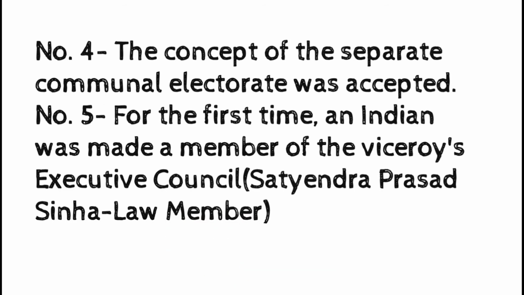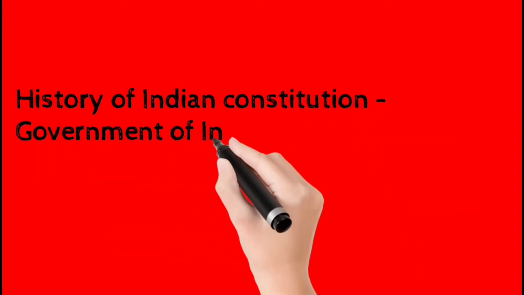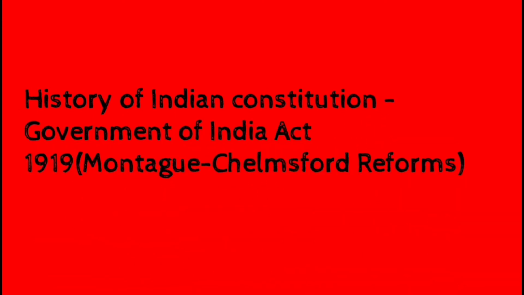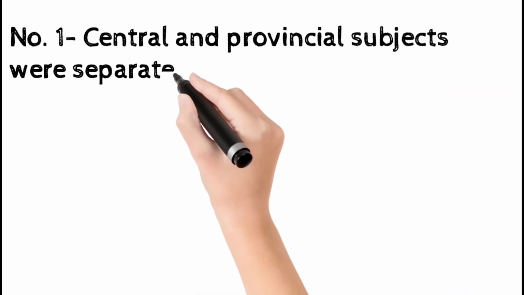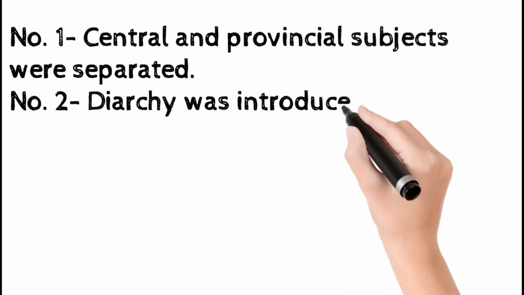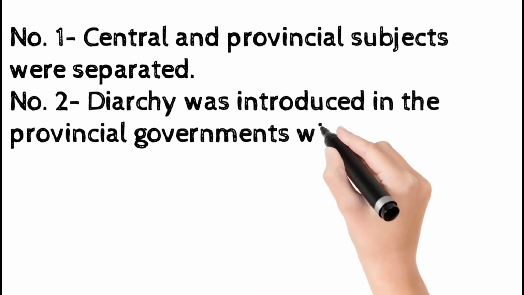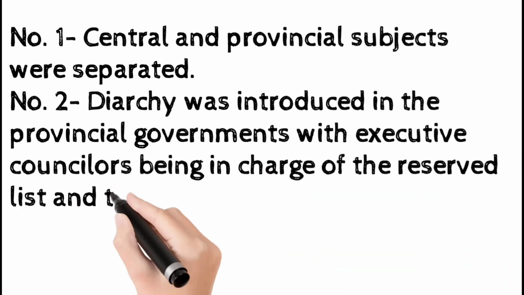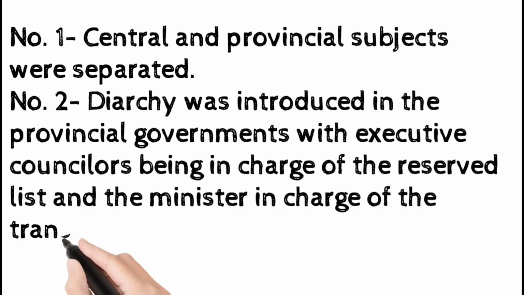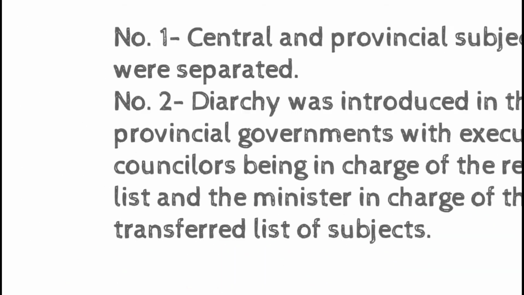Satyendra Prasad Sinha, law member. History of the Indian Constitution: Government of India Act 1919, Montague Chelmsford reforms. Number 1. Central and provincial subjects were separated. Number 2. Diarchy was introduced in the provincial governments with executive councillors being in charge of the reserved list and the ministers in charge of the transferred list of subjects.